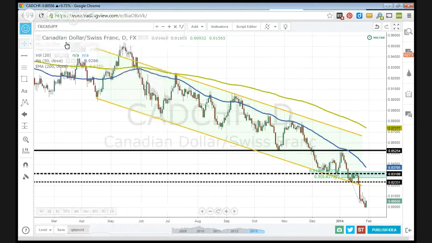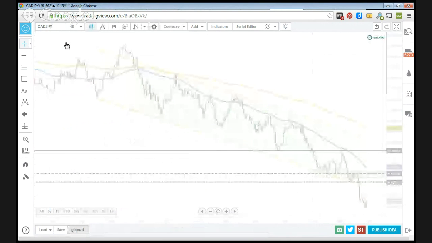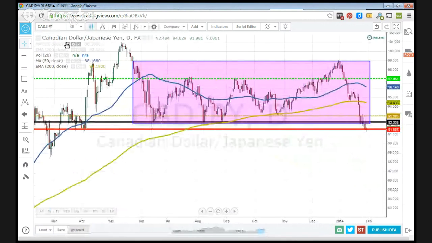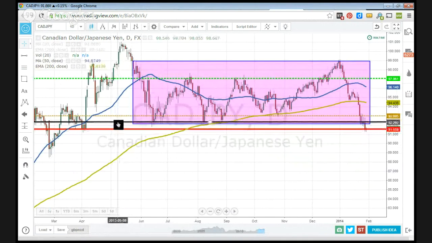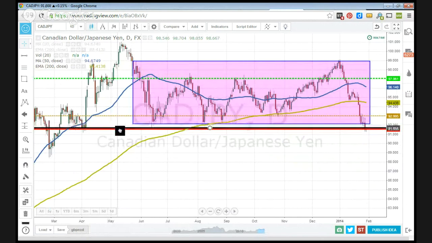Canada yen. Now this is where I got stopped out, but I may re-enter. Okay, so we have a doji at... I'm gonna move this line down here.